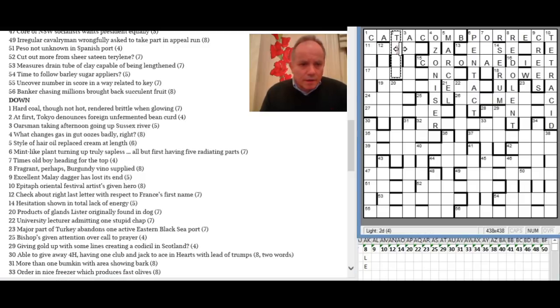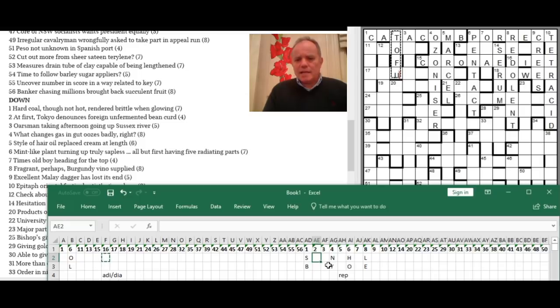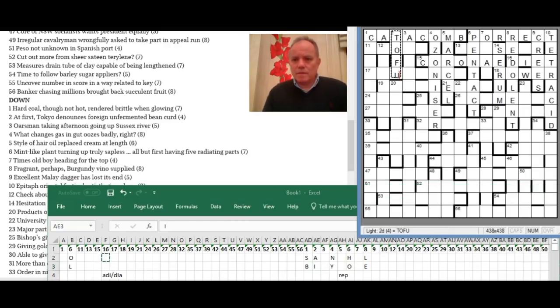No, I don't know. Two down. At first, Tokyo denounces foreign unfermented bean curd. Is taro? That might be unfermented bean curd. At first, Tokyo, T, denounces foreign... Oh, tofu. That's even more likely to be unfermented bean curd. Tokyo denounces foreign unfermented gives us its first letters as tofu. So DEN is the extra at two down. And den, E minus D gives us an A. And N minus E is 14 minus 5 gives us an I. Those are good letters, okay.